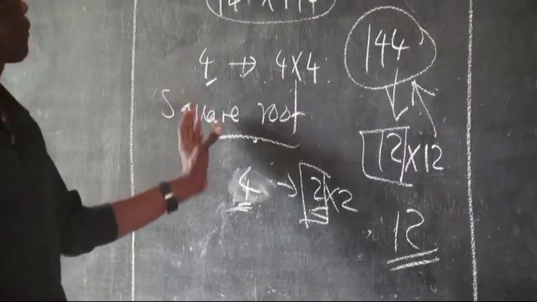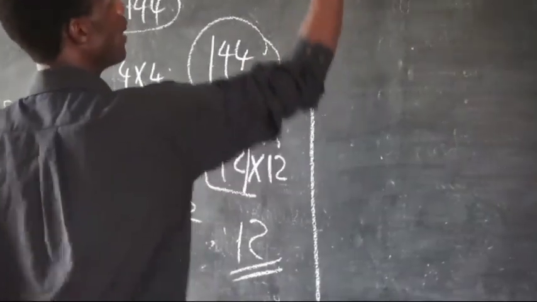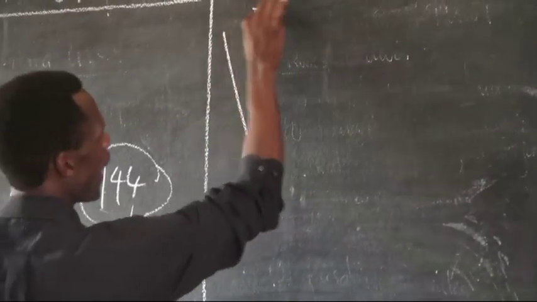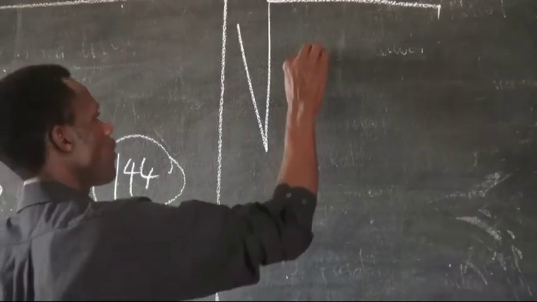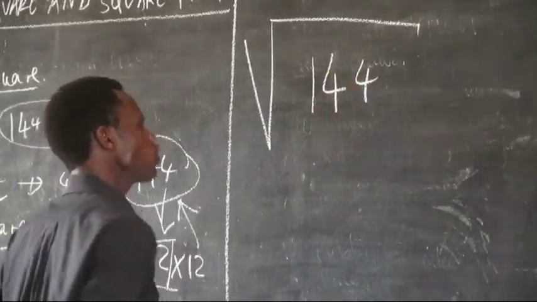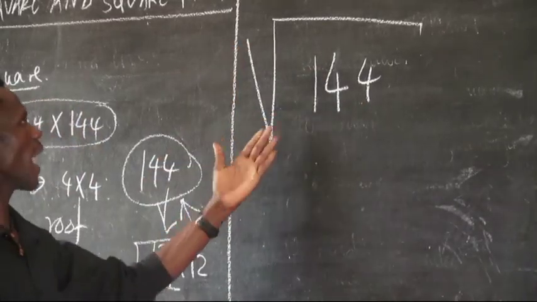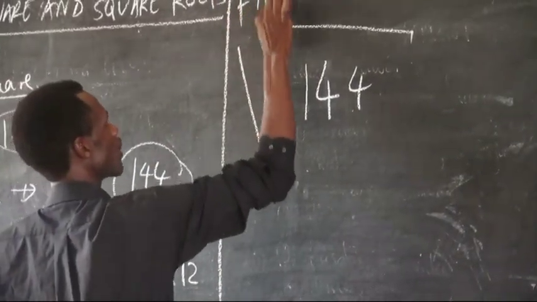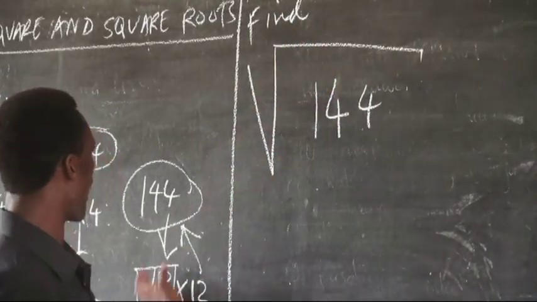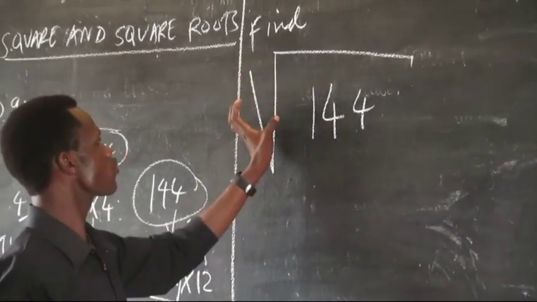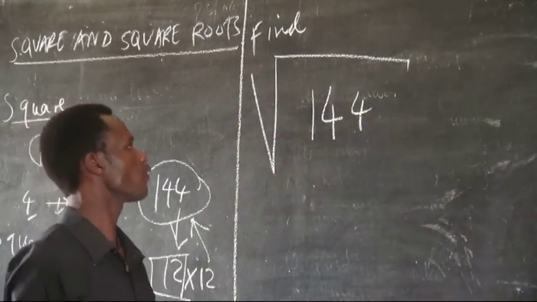Now let us see more detail about the square root, but first let us know the sign. This is the sign used to show that we are talking about the square root. So when someone writes this sign and 144, you're talking about the square root of 144. Instead of writing the words, you write this sign, and this shows that you're talking about the square root. Now, just find the square root of 144.